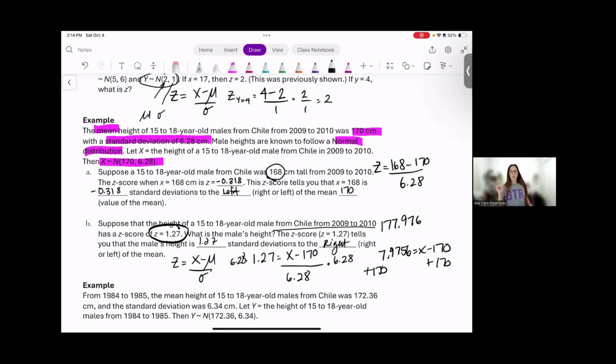So we calculated a value from a z-score. It's the inverse of using a z-score. Okay, come back to our next video where we're going to use technology.